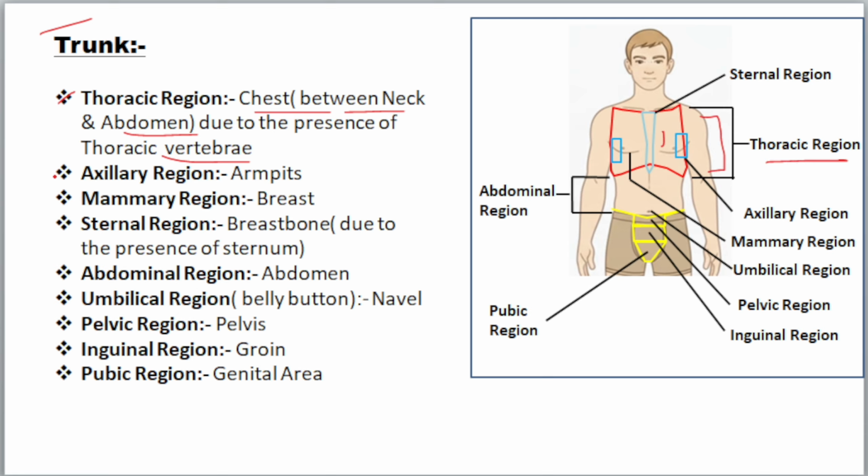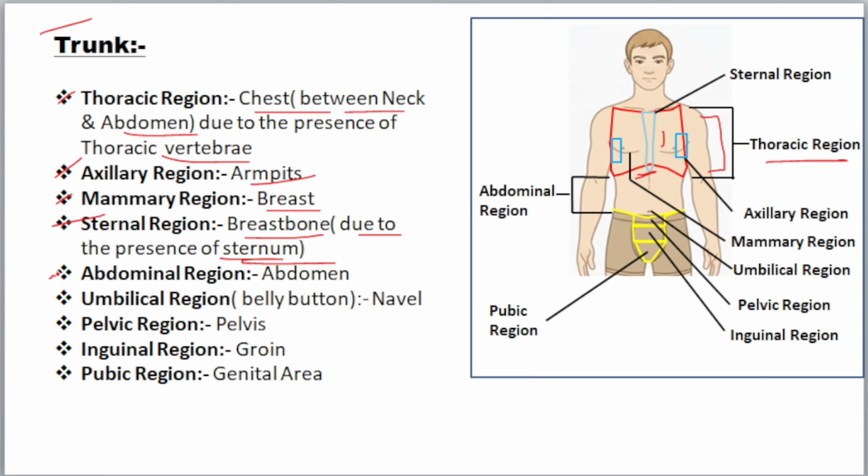Then the axillary region. Armpits. Both armpits of the human body are called the axillary region in anatomy. Then the mammary region. The breast portion of the human body is called the mammary region. Sternal region. The breast bone of the human body is called the sternal region because there is a bone whose name is sternum. You see in this picture that the front bone is called the sternum bone. That is present in front of the lung. That's why this structure is called the sternal region.